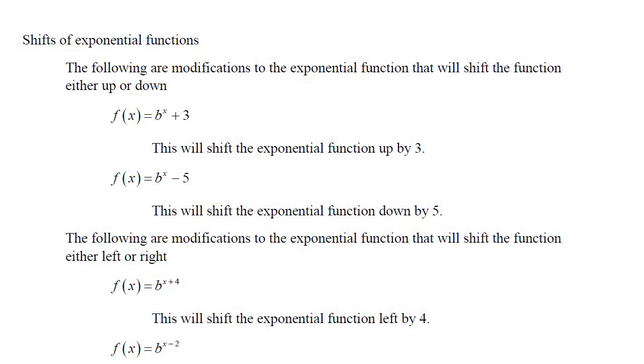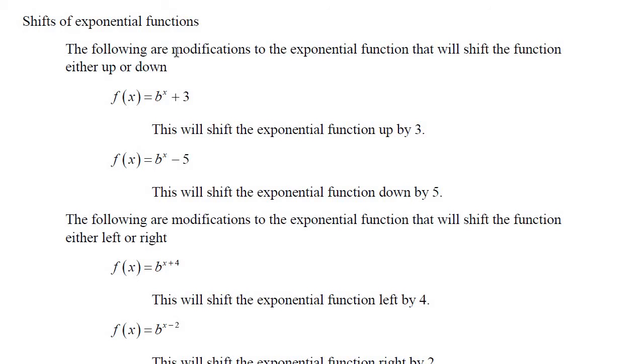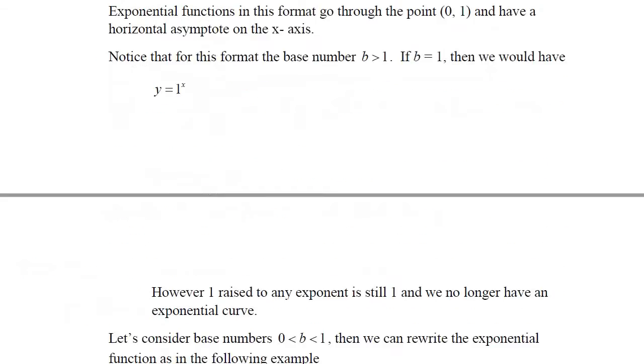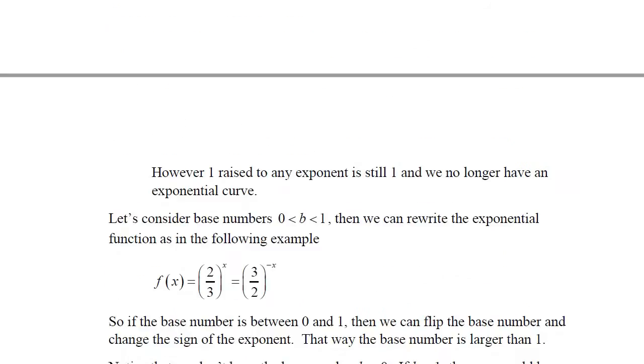Let's take a look at shifts of exponential functions. The following are modifications to the exponential function that will shift the function either up or down. So if I have f of x is equal to b to the x plus 3, now this b is any number larger than 1. So that can be 2 to the x, 4 to the x, as long as it's larger than 1. This is going to shift the exponential function up by 3. It's going to take that basic curve, and it's going to move everything, including the horizontal asymptote, up by 3.